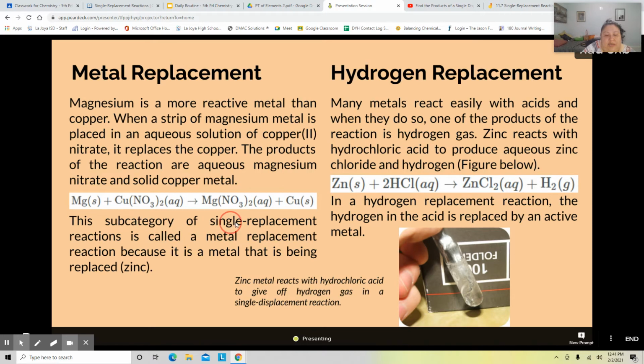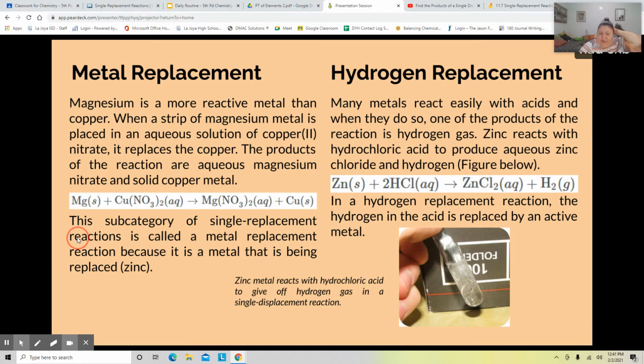This is a subcategory of single replacement reaction. So this is a type of single replacement reaction, but it's known as a metal replacement reaction mostly because metals are replacing other metals. In this case, metal magnesium is replacing another metal, copper. Boom, boom, he's by himself, right?